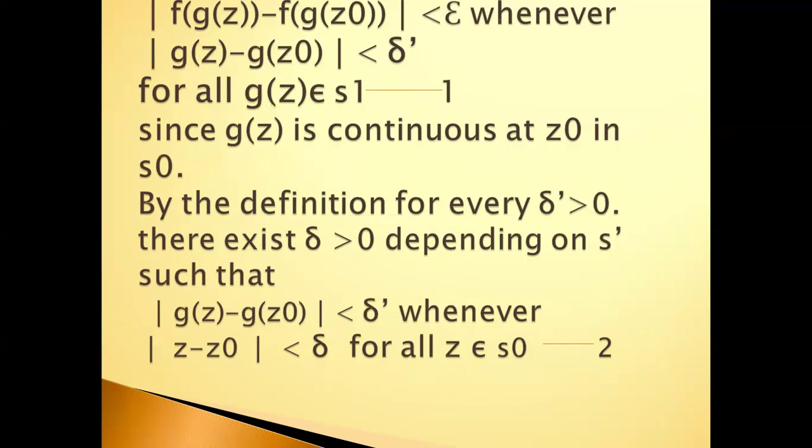To prove this, we prove that modulus of f dot g of z minus f dot g of z naught is less than epsilon. Here, given g is continuous. We know that g is continuous at z naught in S naught. So by the definition of continuity, modulus of g of z minus g of z naught is less than delta dash, whenever modulus of z minus z naught is less than delta.